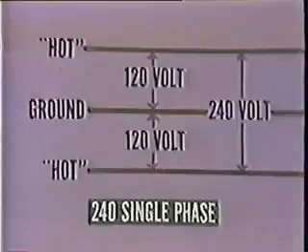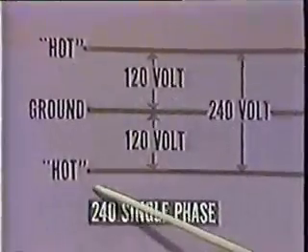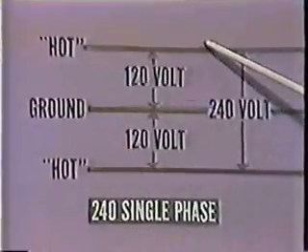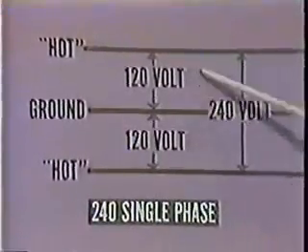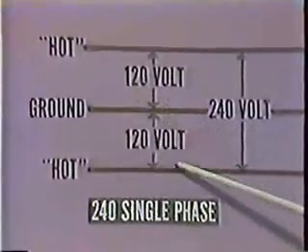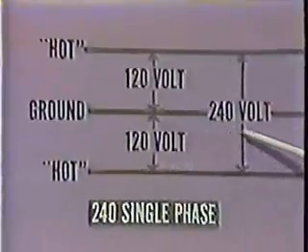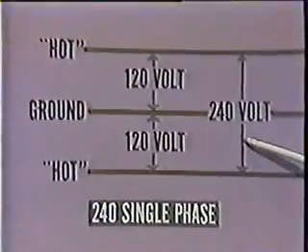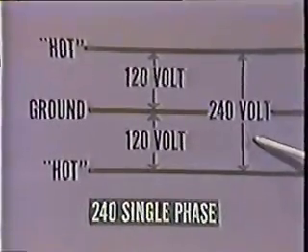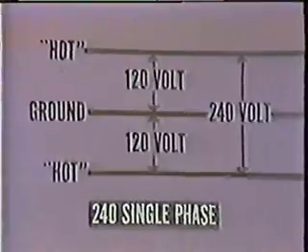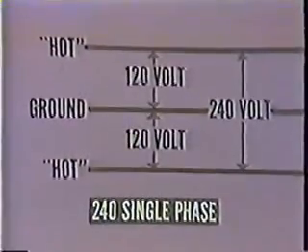A 240 volt single phase circuit has 2 hot wires and 1 ground wire. Voltage between either of the 2 hot wires and the ground wire is 120. But between the 2 hot wires, the voltage is 240. 240 is normally used on heavy loads such as electric stoves and air conditioning units because it requires smaller wires than if 120 volt were used.